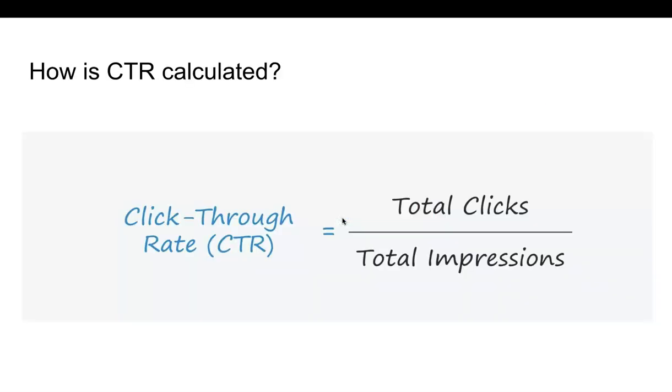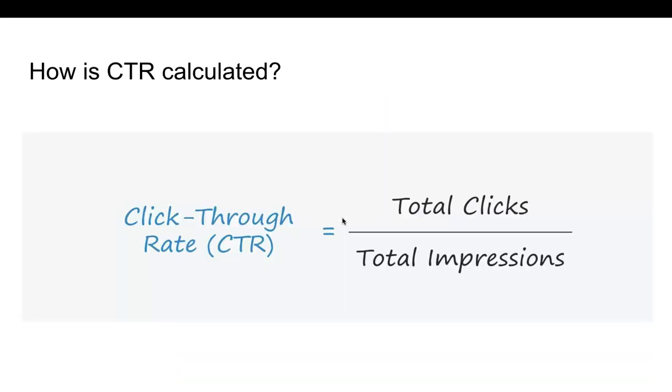So how do you actually calculate your click-through rate? Here's the formula for it. It is the total clicks divided by the total impressions. That's how you get your click-through rate. It's a percentage you get when you divide the number of clicks your ad receives by the number of times it's shown, also known as impressions.